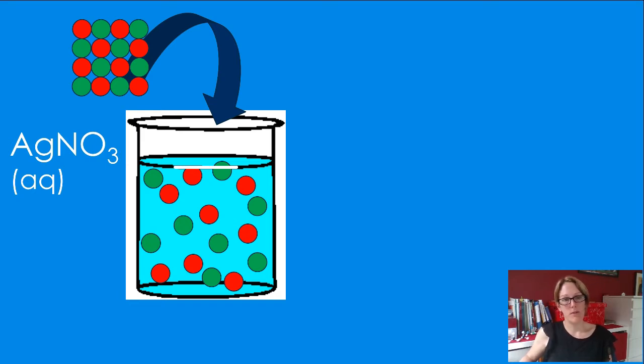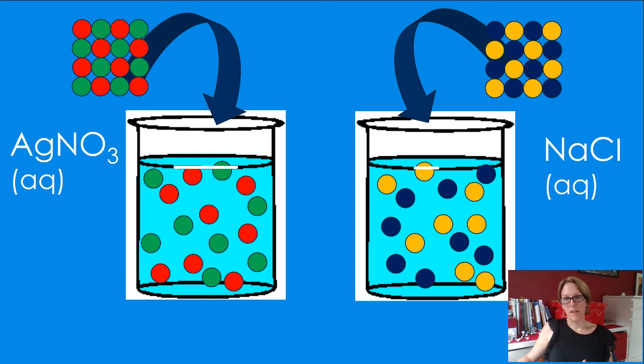So you can see that all the silver ions and the nitrate ions have now separated, and that solution would be colourless, but it would also be clear, so we could see through it. It would be transparent because there is no longer a solid there. The particles have all spread out from each other. The same can be done with sodium chloride.